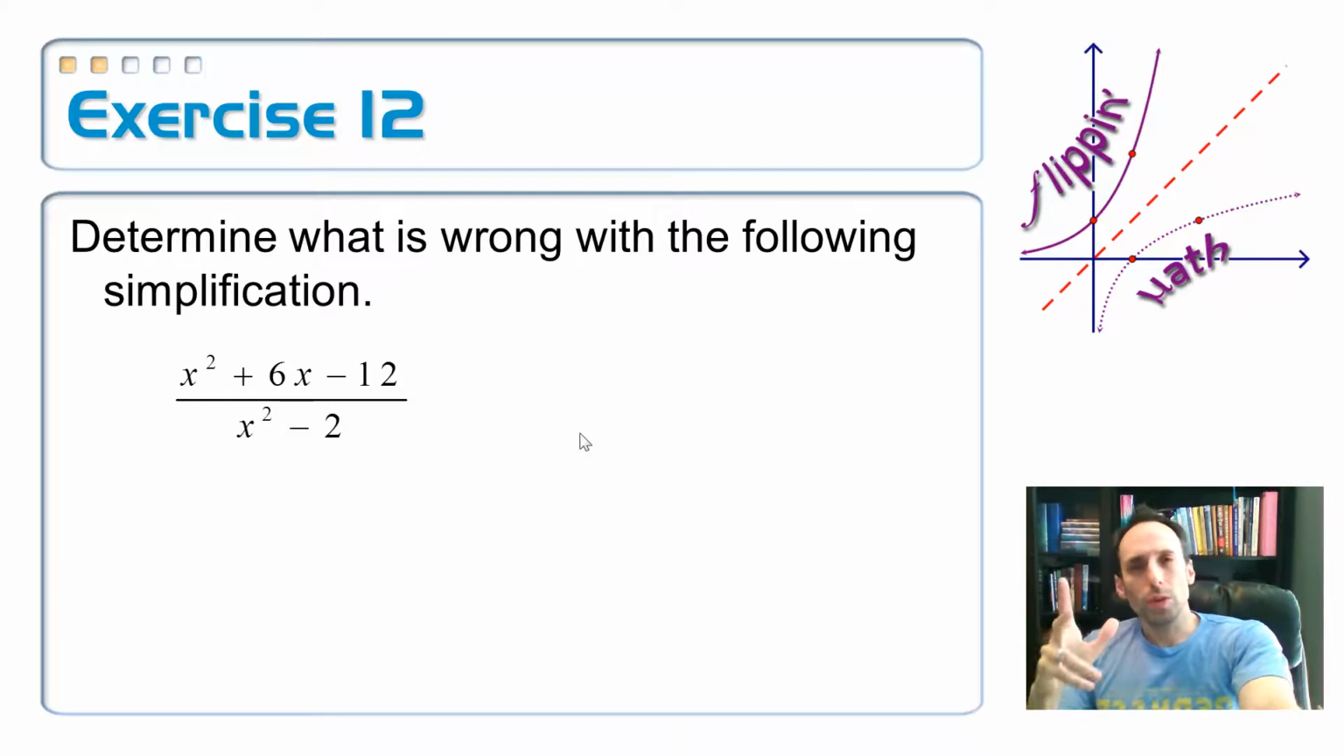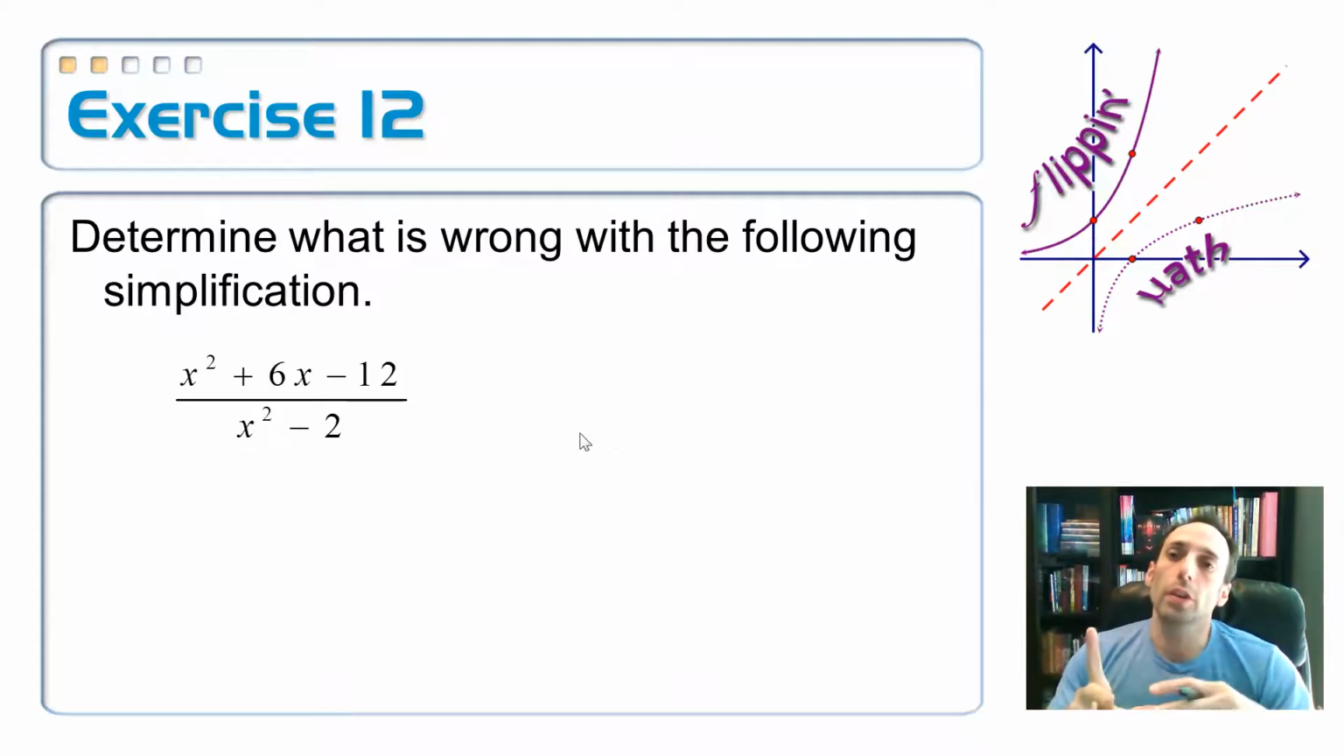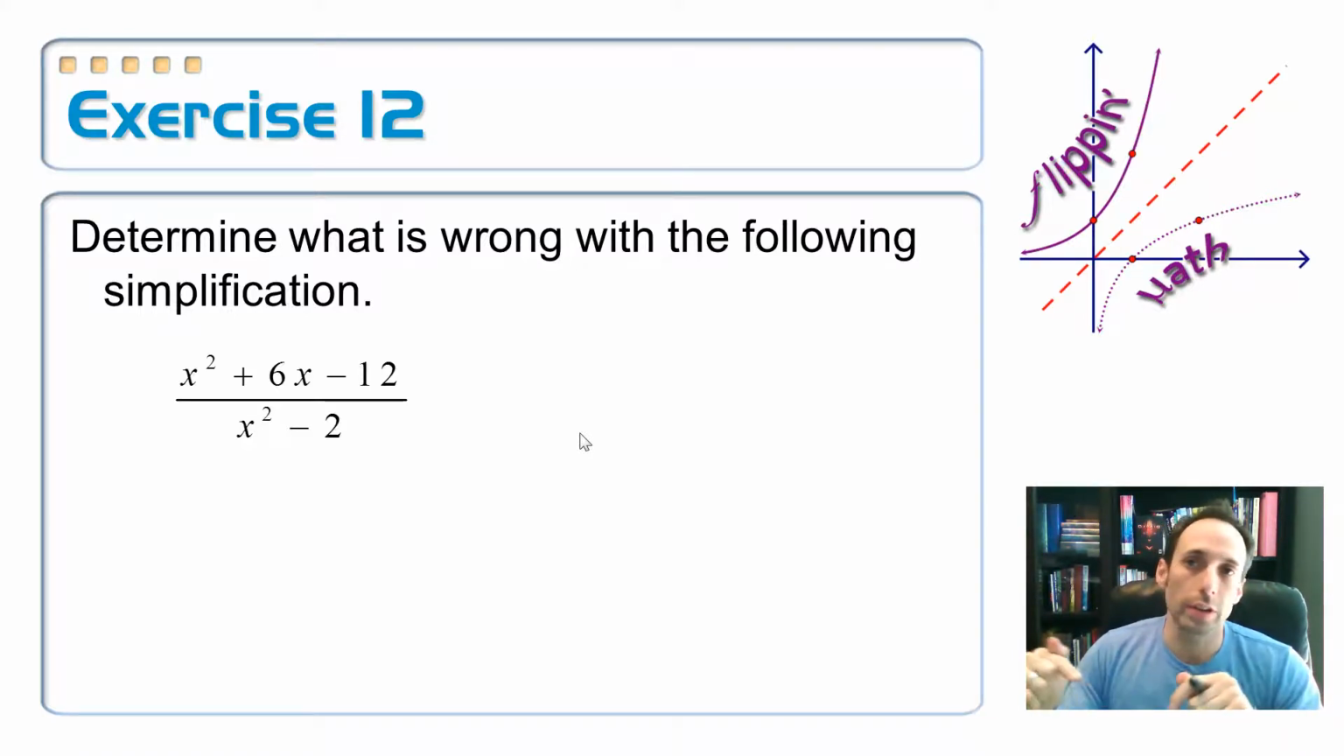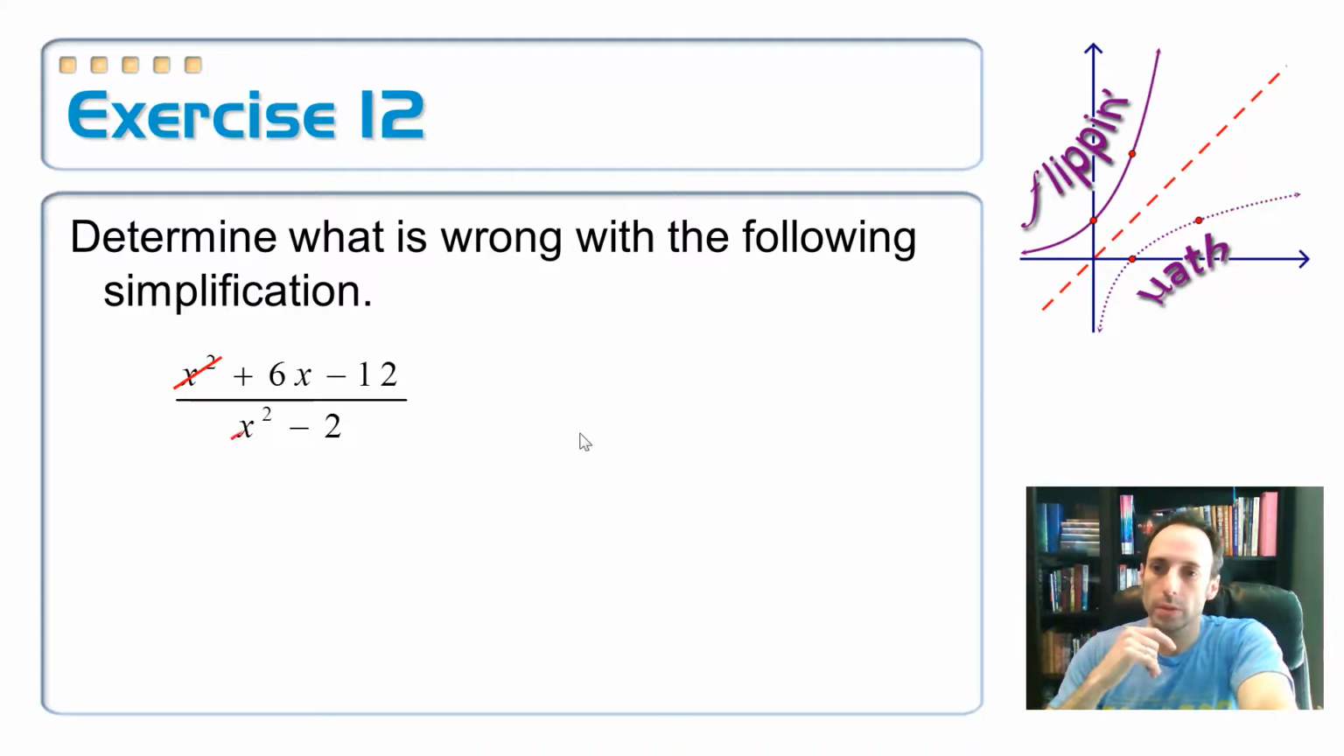So determine what's wrong with this simplification, or I should say oversimplification. Because some of you are going to go, well, I don't know when I'm supposed to quit simplifying. You quit simplifying when all the factors that are in common have canceled out. I don't get to cancel anything out but common factors. So let's see what this guy did.